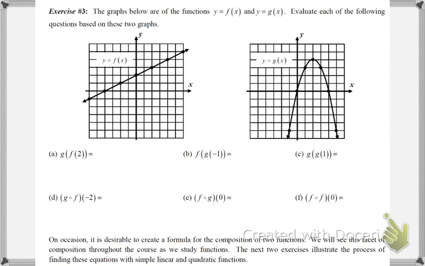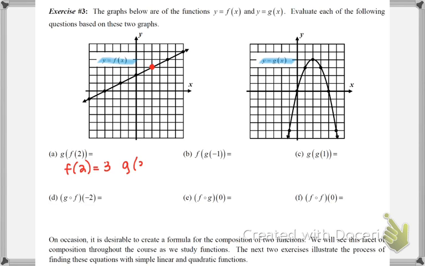Okay, we're going to use the graphs below. This is my f of x function, the line, and on the right is my g of x function, my parabola. Okay, so we're going to find f of 2. So let's go to our function f and see when x is equal to 2, what does y equal? Here's the point I'm going to use. When my input is 2, my output is going to be 3. So f of 2 is equal to 3.